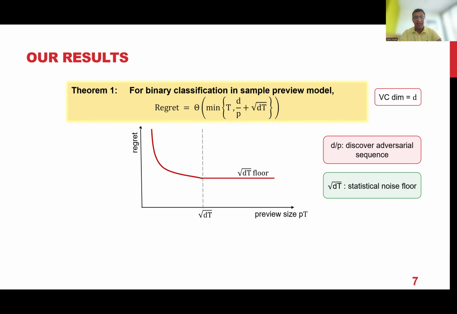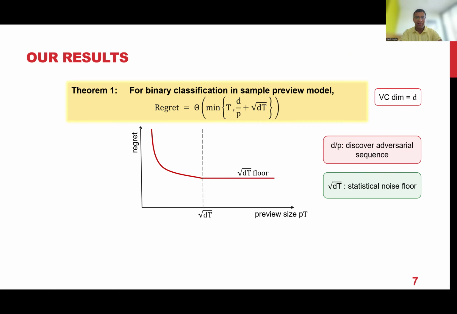So the answer has basically two terms. On one side, you have the D over P term. That comes from learning this adversarial sequence, getting past this binary search example. And the other one is the square root T term, which is this noise floor.